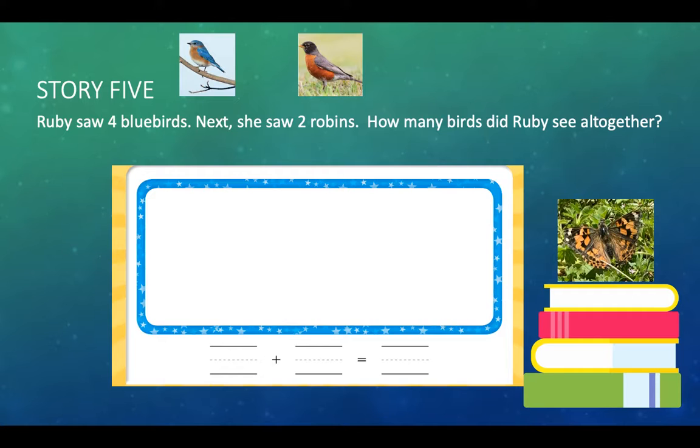All right, so you should have seen that it was 4 bluebirds. I bet you've already drawn 4. And the 2 robins, right? So that's the 2. And then you're going to add them together. 1, 2, 3, 4, 5, 6. I bet you've already done all of this. If you haven't, erase it, mark it out. It's okay. Persevere. We'll just keep on trying.